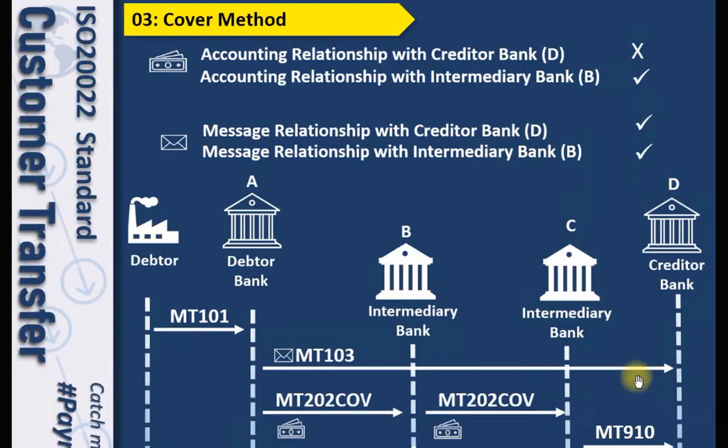Let's start with the cover method. We have taken the same example as previous, but if you see the difference here, bank A, which is the debtor bank, does not have a relation with the end bank, that is the creditor bank, but they are able to send the money via the intermediary bank, that is bank B. But for the message relation, bank A is capable enough to send the message to bank D and also to bank B. So now let's see how the message flow will happen and how it is in the MT and the MX world.